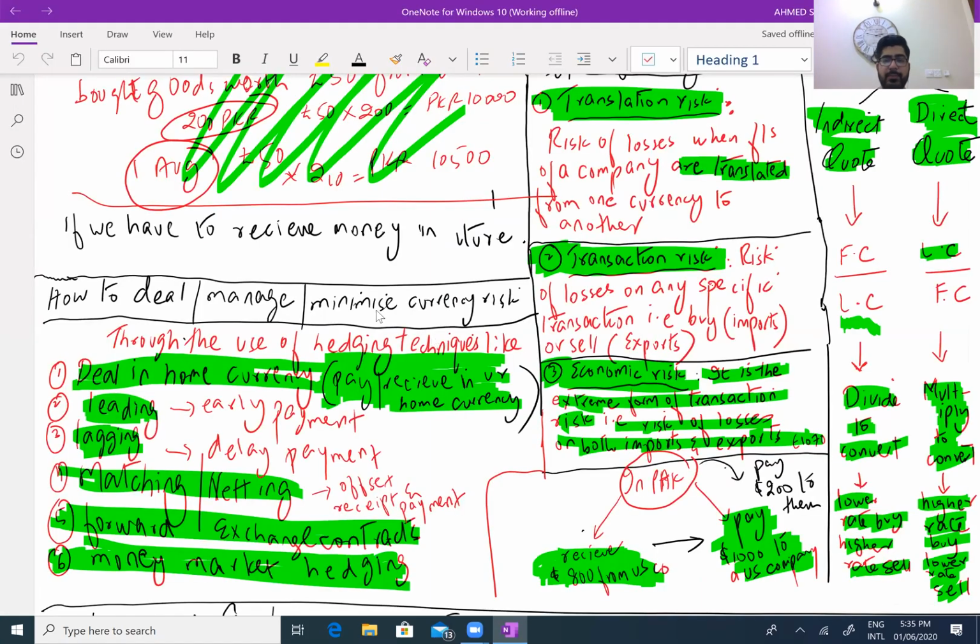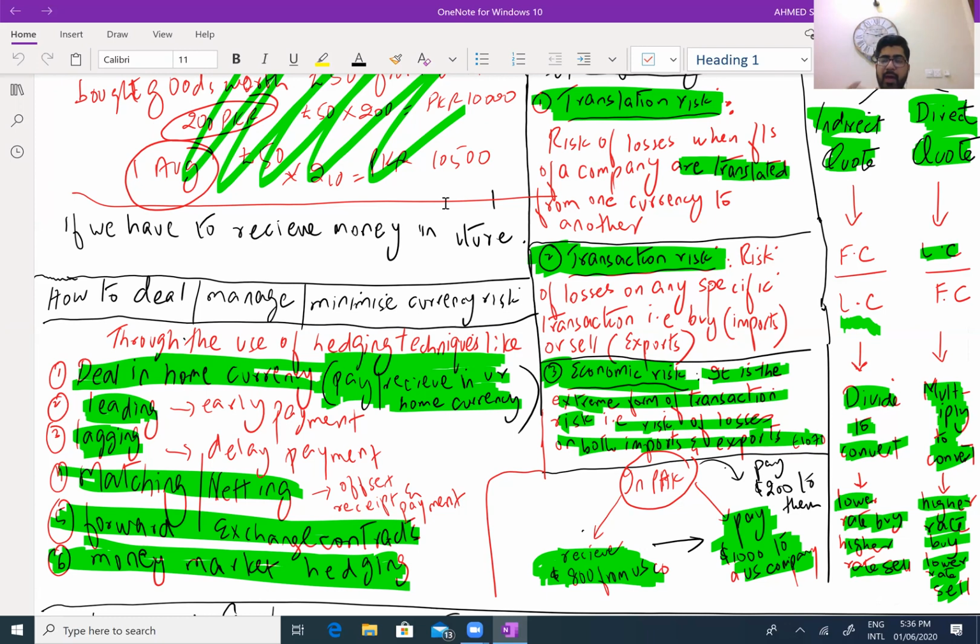I told you there are three types of currency risk. The first is called translation risk. Second is transaction risk. Third is economic risk. Translation risk occurs when financial statements are converted or translated from one currency to another. Transaction risk is when, on any transaction, buying or selling, you get a loss. Economic risk is the extreme form of transaction risk, the risk of losses on both imports and exports.